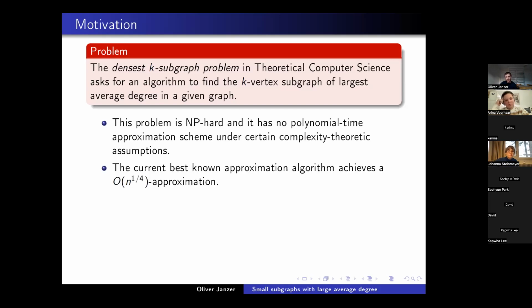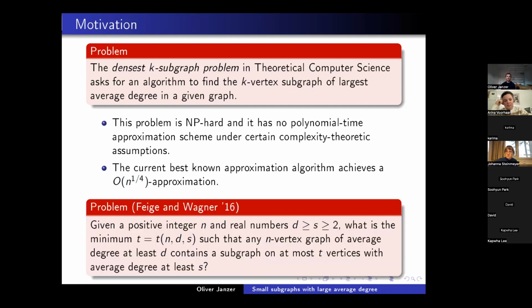And the best polynomial algorithm achieves an approximation up to a factor n to the 1/4, meaning that the density of the subgraph that it finds, compared to the optimal density, may be off by a factor n to the 1/4. And this problem led Feige and Wagner to pose a different question, more extremal graph theory flavor question, which is this problem that I will be talking about in this talk.